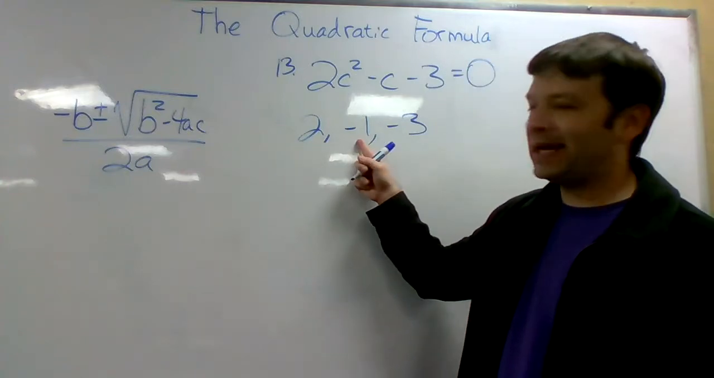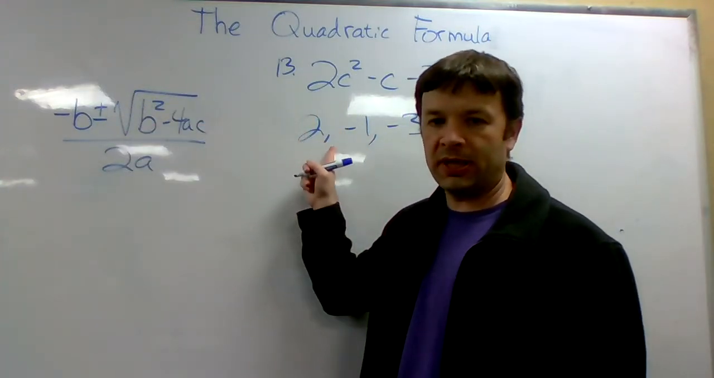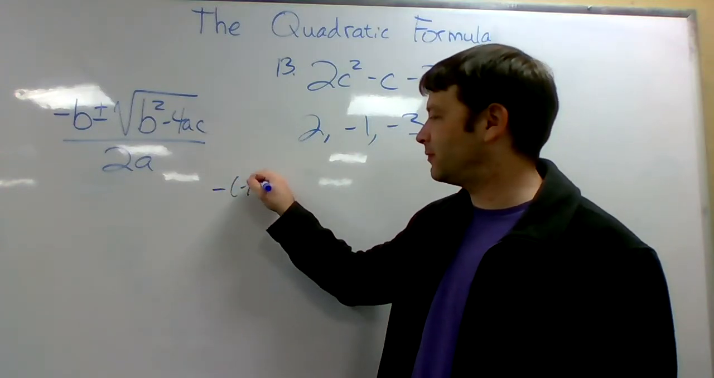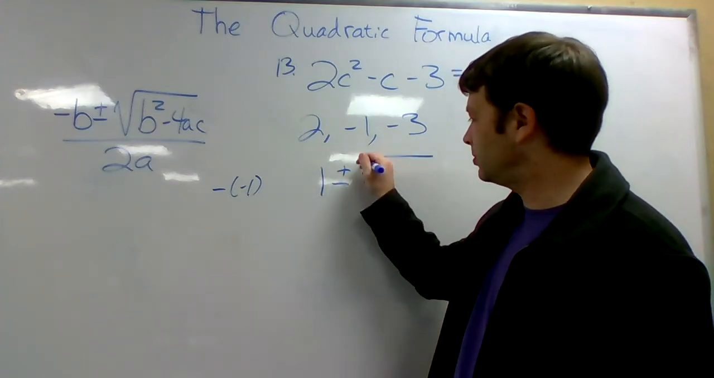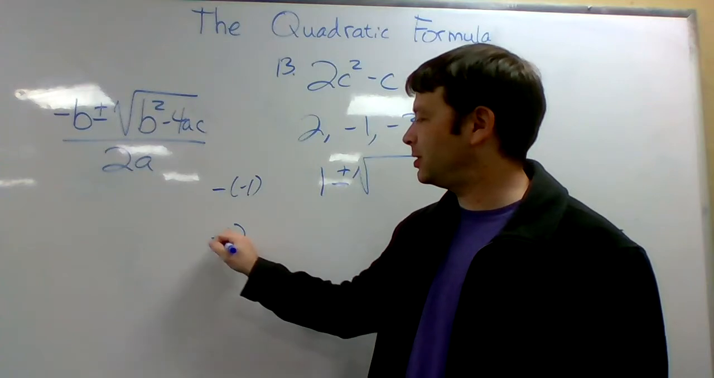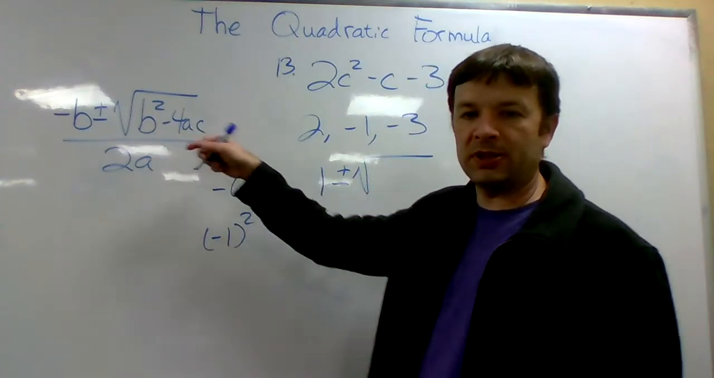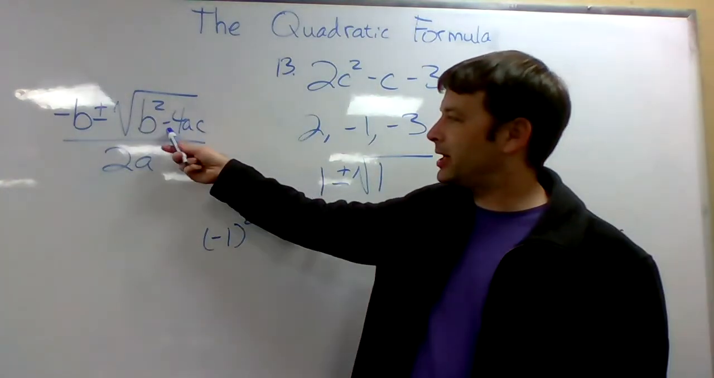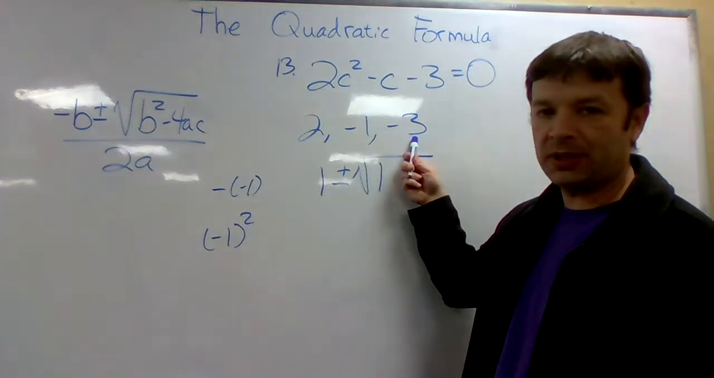Negative b would be -1. There's a negative already out there, and then we're putting a negative in there, so it's -1. And what is -1? Positive 1. Plus or minus the square root of b squared. So that would be -1 squared. Okay, that's what the b squared would be. So that's -1 times -1, positive 1. Minus 4 times a times c.